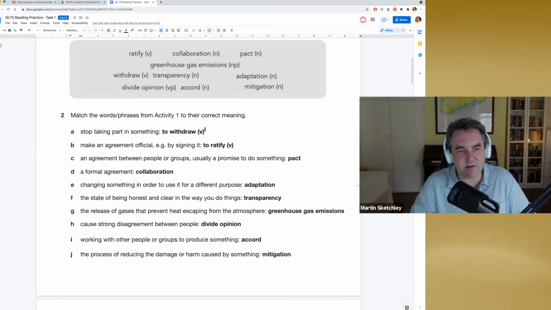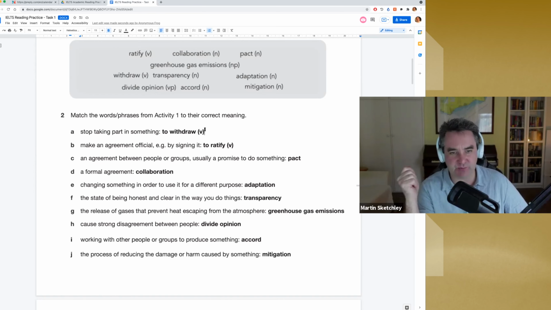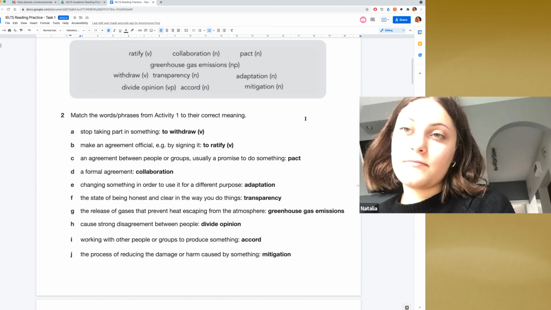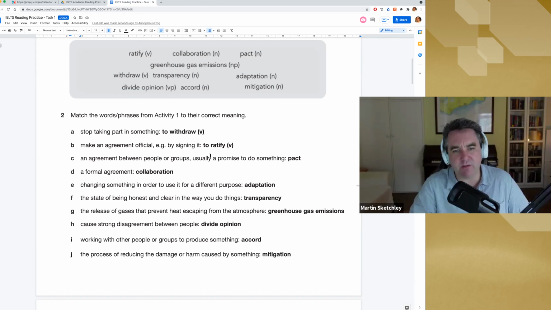So we agreed that to stop taking part in something is to withdraw. So you could withdraw yourself from a competition or that sort of thing. And you said to ratify, make an agreement official by signing it. So let me have a look.